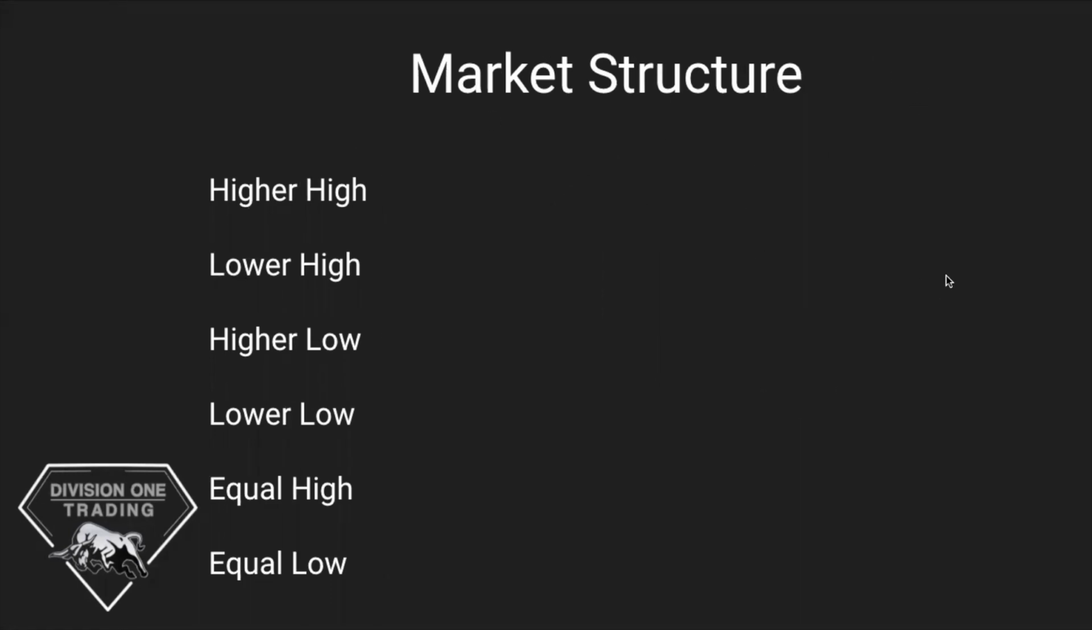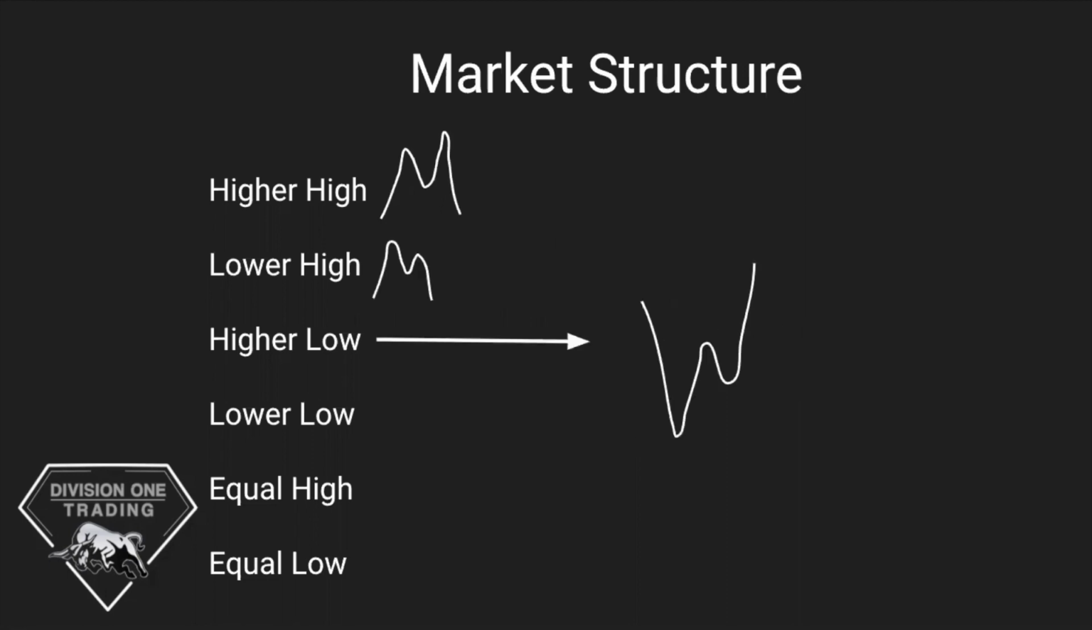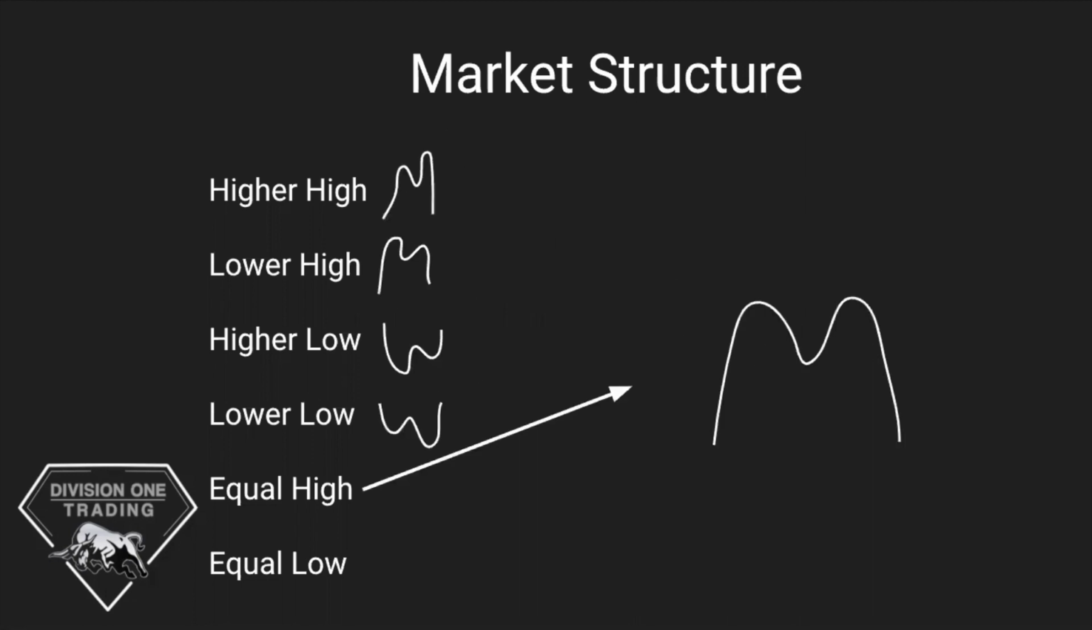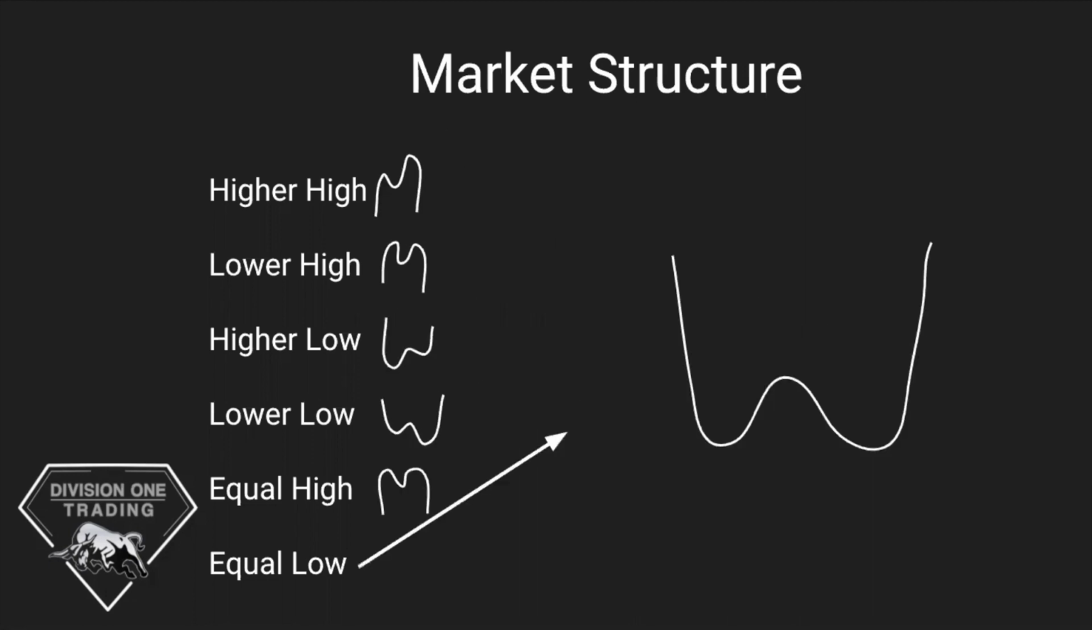So we're going to go through that again. We had the higher high, then here we have a lower high. Higher high was here, then we have a lower high, higher low, lower low, equal high, equal low, right?